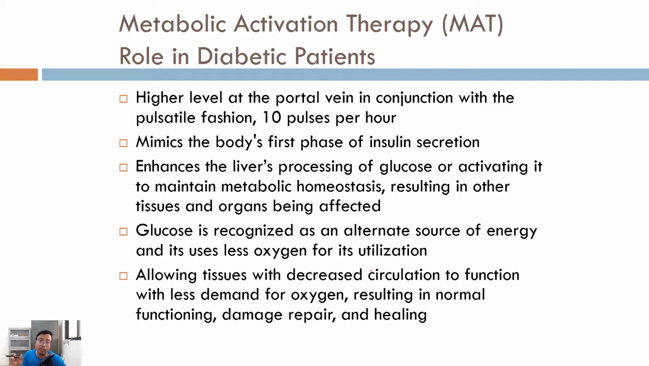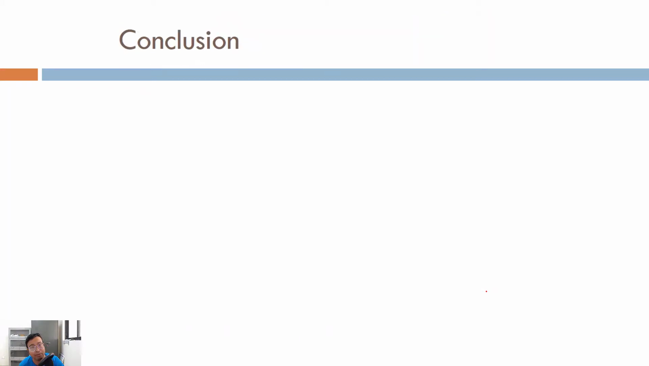Mind it, in diabetes where the tissues are already damaged, the vasa vasorum has been already damaged. Because in diabetes the end organs, end arteries are damaged. But in this case the tissues which already have a decreased circulation can actually function with less demand for oxygen, resulting in normal functioning, damage repair and healing. Mind it, diabetes is a positive feedback reaction. I can say that once it starts to damage, the damage goes on and it slowly increases. This metabolic reactivation therapy actually can prevent that.